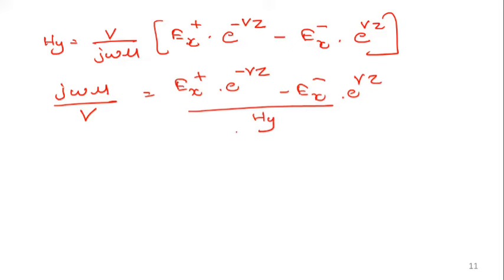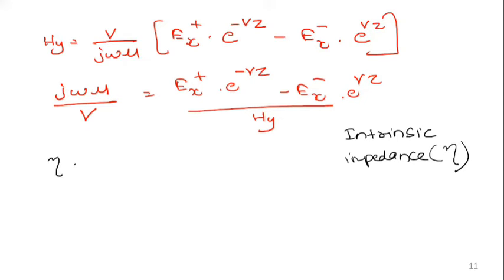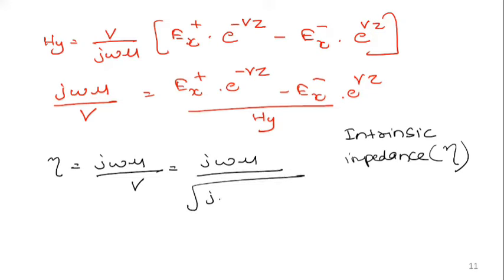So here we have taken a ratio of electric field to magnetic field, right? This ratio of electric field to magnetic field is called intrinsic impedance, which is represented by the symbol eta. So eta is written as j omega mu divided by gamma, which is j omega mu divided by root of j omega mu into sigma plus j omega epsilon.